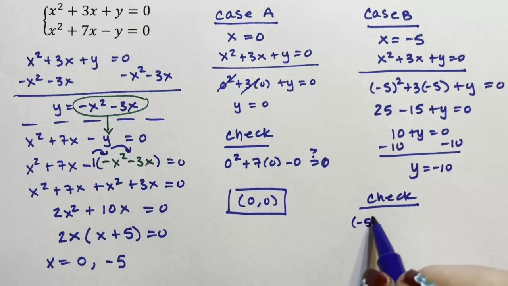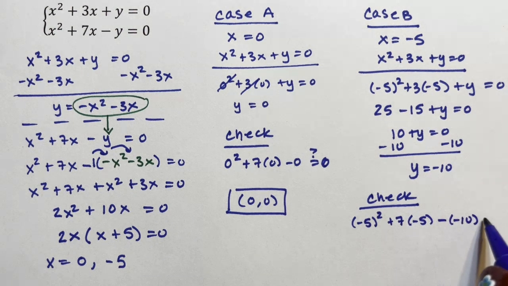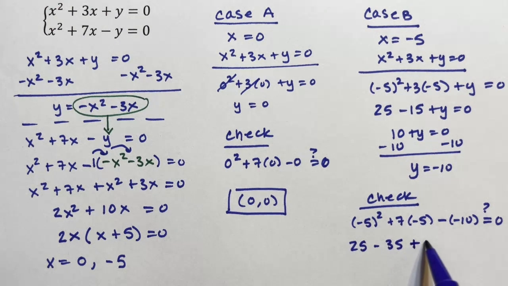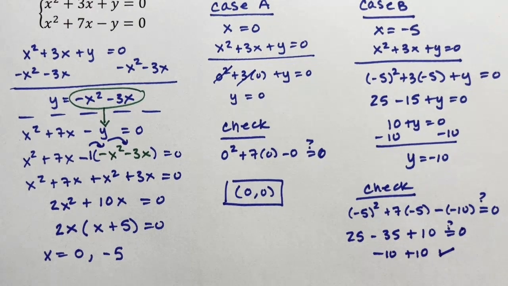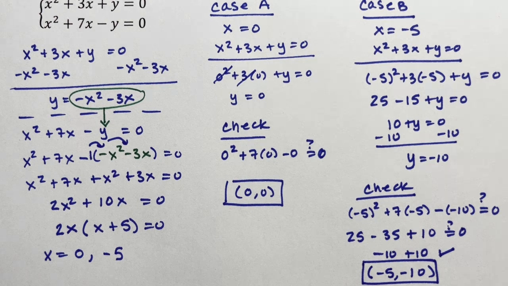So negative 5 squared plus 7 times negative 5 minus a negative 10. Does this really equal 0? That's the question. 25 minus 35 minus a negative is plus 10. Does this equal 0? So that's negative 10 plus 10. That works out. So that means our last solution is negative 5, negative 10. So we have 0, 0, and negative 5, negative 10. And we have found the 2 points that these two parabolas intersect.